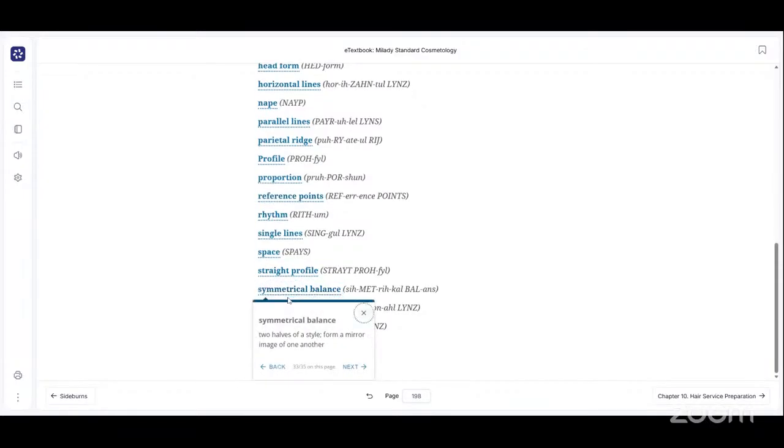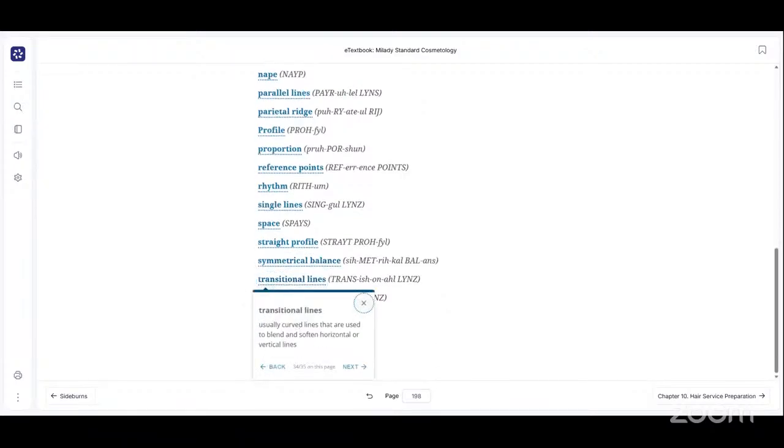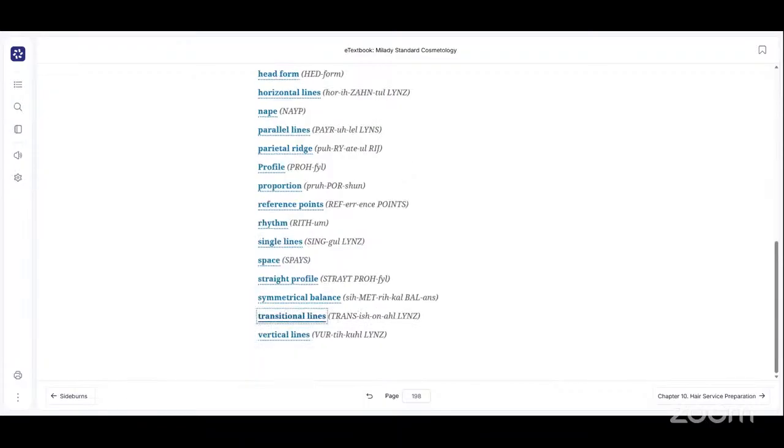Symmetrical balance, okay, balance on both sides, like a traditional bob, balance on both sides. Transitional lines, usually curved lines that are used to blend and soften horizontal or vertical lines. And so if someone had a hard part, you can go in and try to get some kind of curve to that line that'll soften it up.